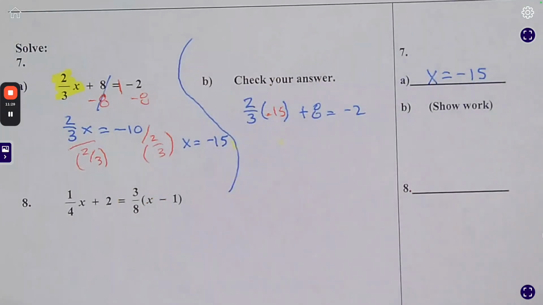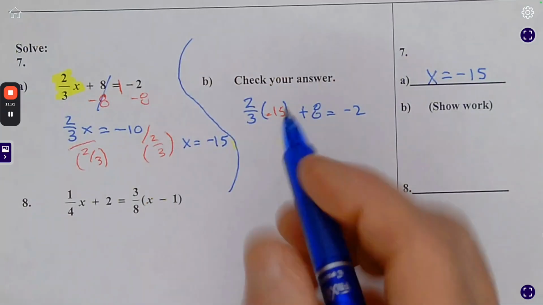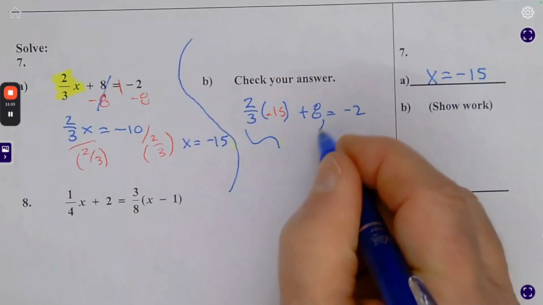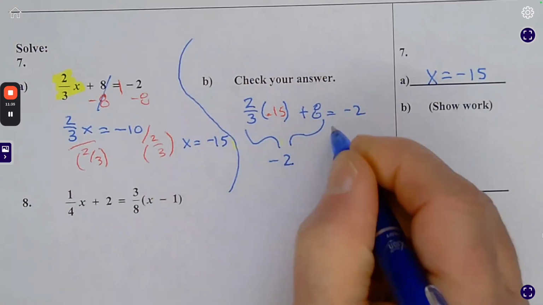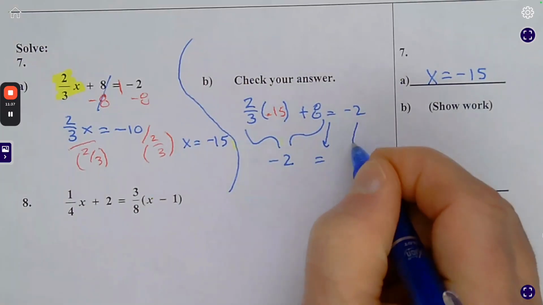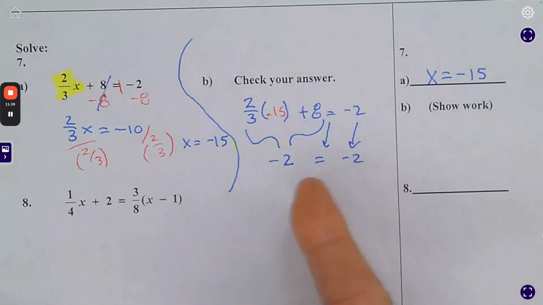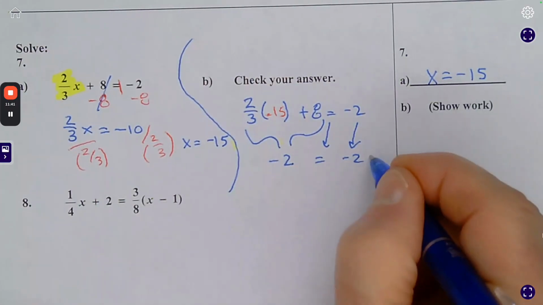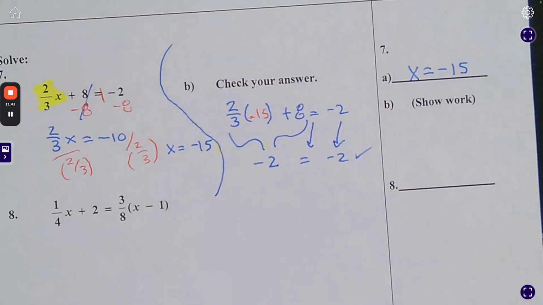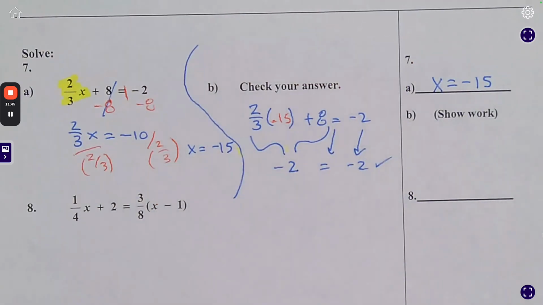Negative 2. So all of this simplifies to negative 2. Bring this down. Bring this down. Is that true? That is true. You're done. That's the check. That's all you have to show me to get full credit on the check.